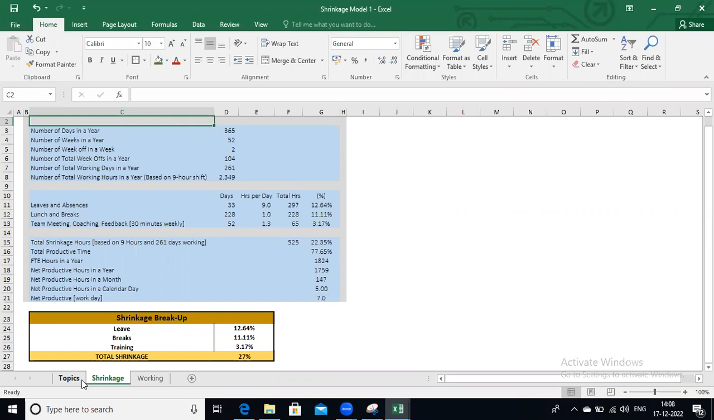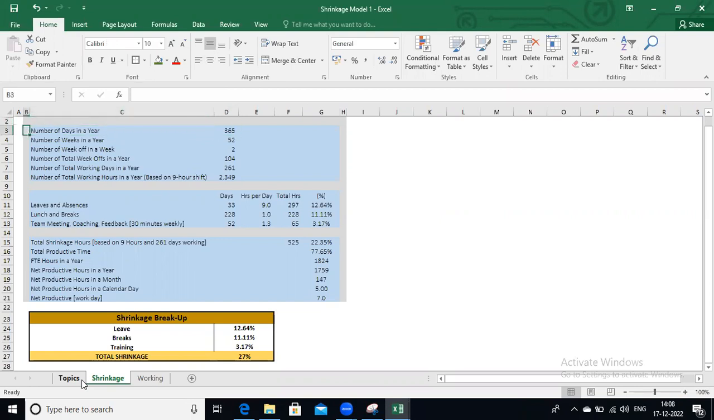Chandra sir, I have a question. I already know the formula for in office and out of office shrinkage, but could you please elaborate on the definition? Sure. We are going to discuss the shrinkage model. In this model, we will get to know everything about the shrinkages, how we get the numbers and how we get the percentage as well. Okay, thank you.